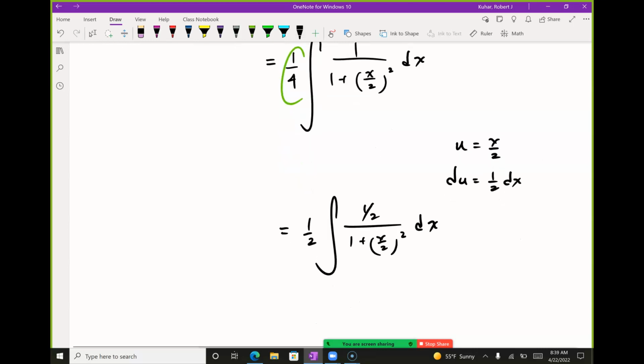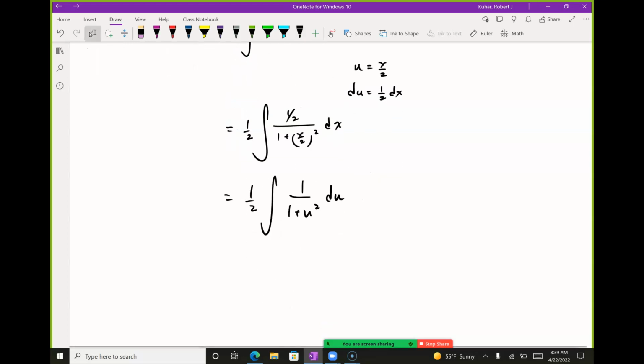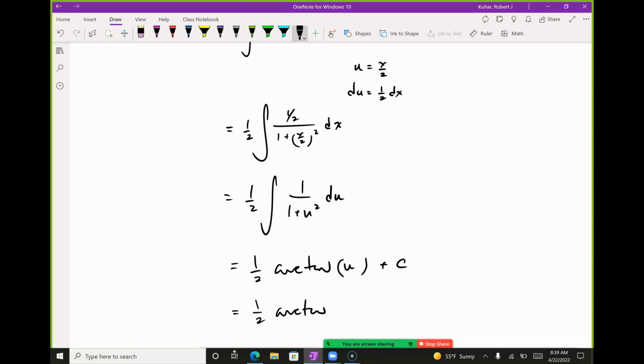And now I can finally make my u sub, right? So I have 1/2 of the integral of 1 over 1 plus u squared du. And I finally see I have 1/2 of the arctan of u plus c. But u was x over 2. So 1/2 of the arctan of x over 2 all plus c. There it is.